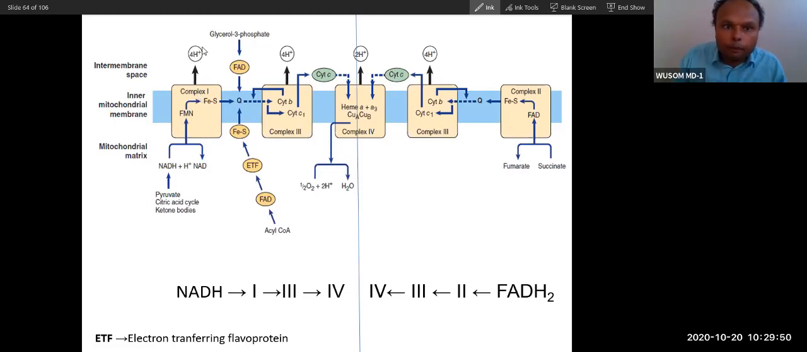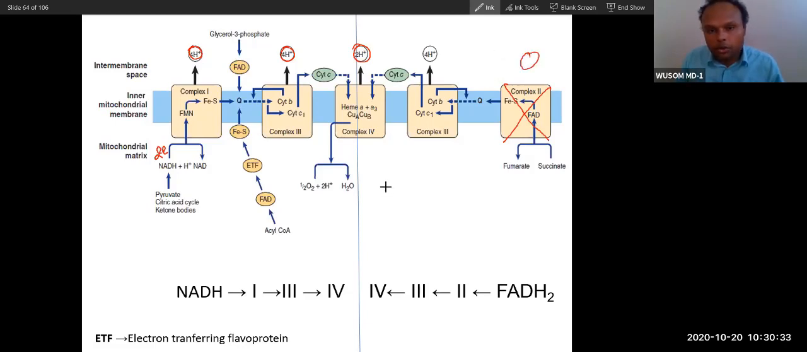So complex 1 will pump 4 protons, remember, per 2 electrons, because from NADH 2 electrons are transferred. So per 2 electrons, 4 protons are pumped. Now in complex 3, here also you will see 4 protons, but in complex 4, you will see 2 protons. So 4 for complex 1, 4 for complex 3, and 2 for complex 4. But complex 2 does not pump protons. Zero.